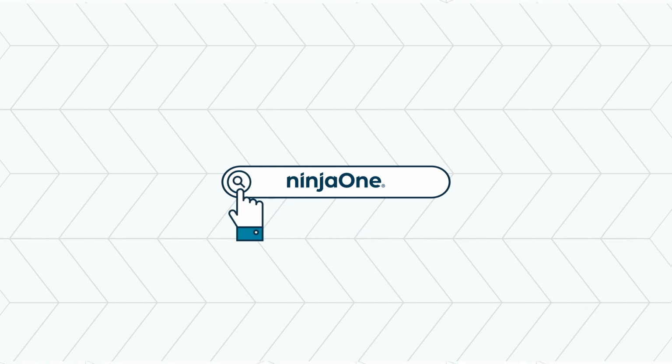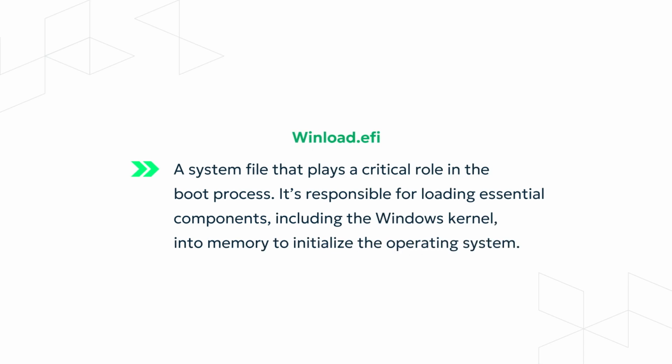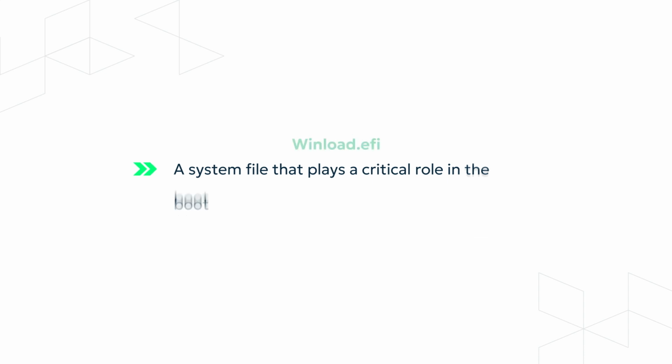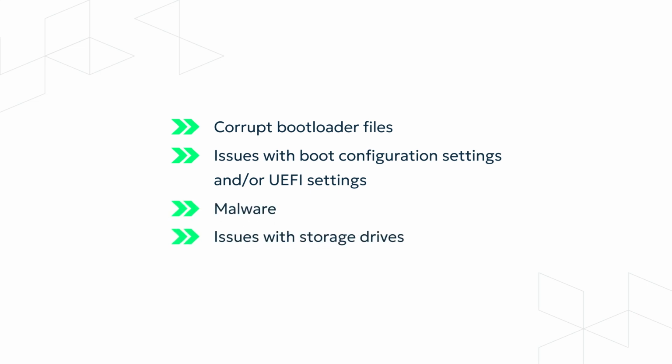Restarting Windows using an installation disk. Winload.efi is a system file that plays a critical role in the boot process. It's responsible for loading essential components, including the Windows kernel, into memory to initialize the operating system. Here are some of the most common causes of issues with this file: corrupt bootloader files, issues with boot configuration settings and/or UEFI settings, malware, issues with storage drives.